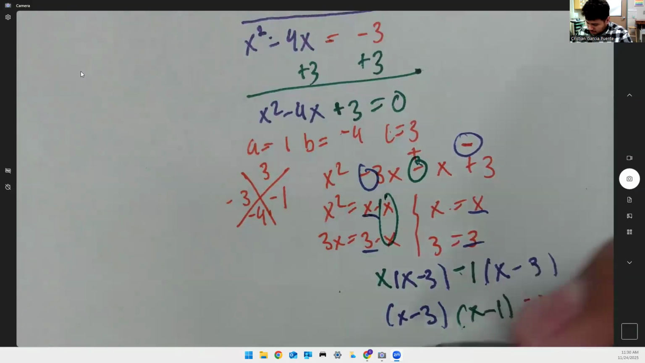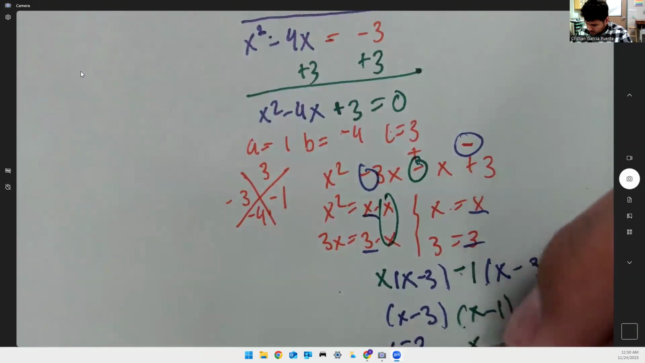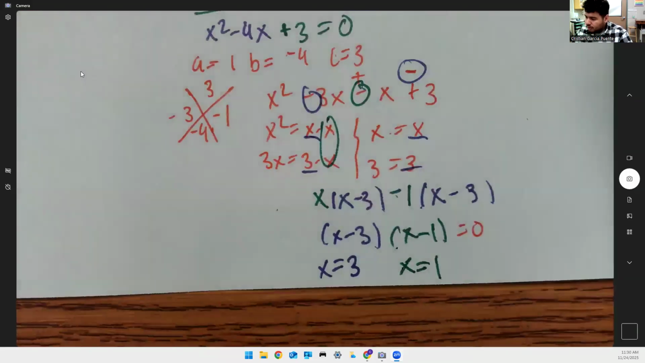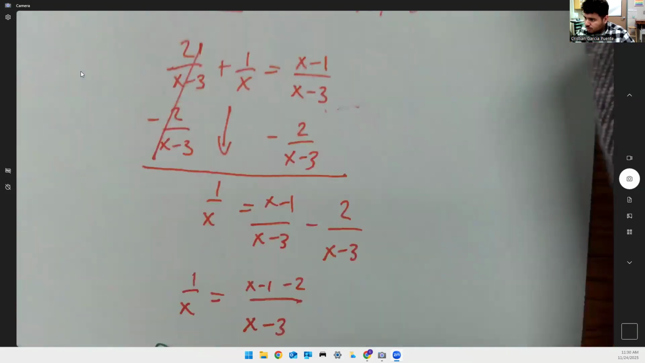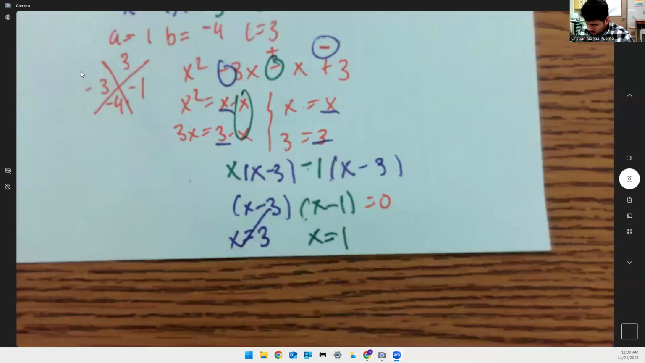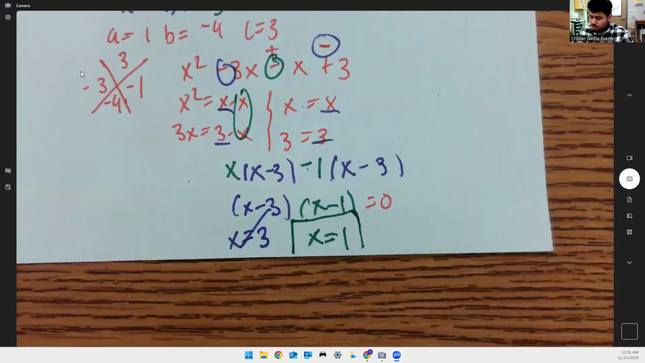So remember, it's just going to be the opposite. So this is going to be x equals 3, and this one's going to be x equals 1. Now we have to make sure none of these are in excluded values. If we go up, x equals 3 is one of our excluded values. So this one we're going to cancel, and this one right here is going to be our answer. And you're done. All right, so we just did the first two problems, and we're about to go to our next one.